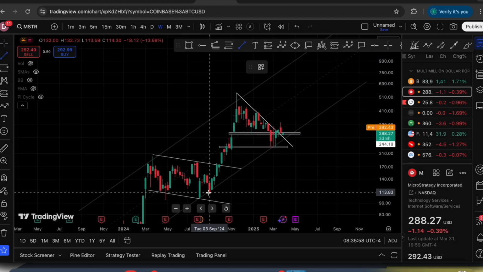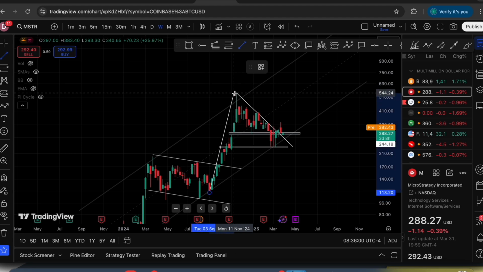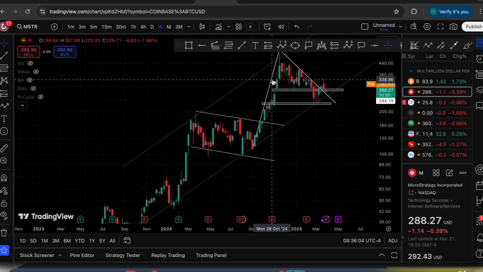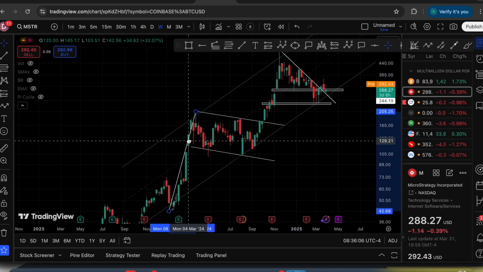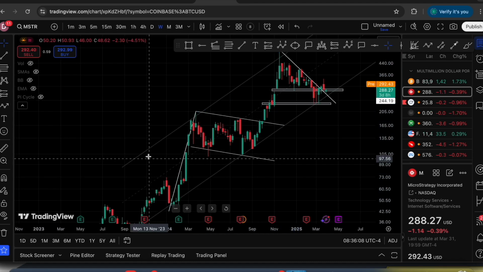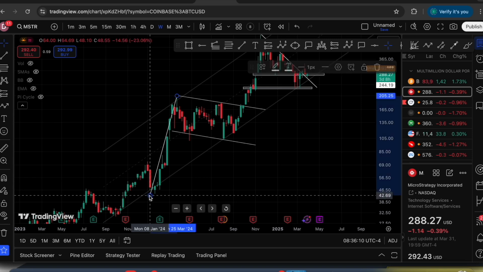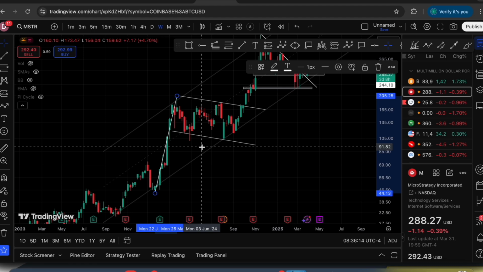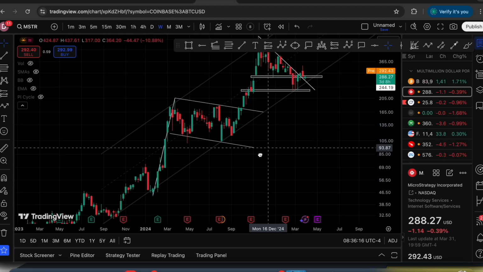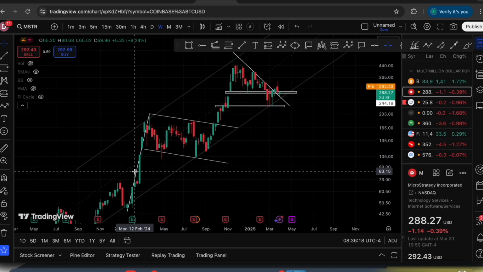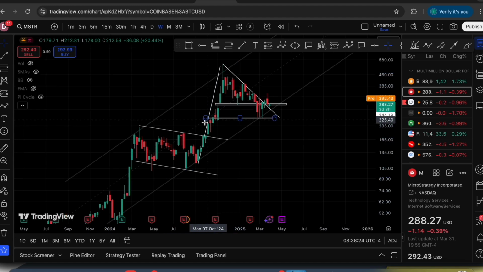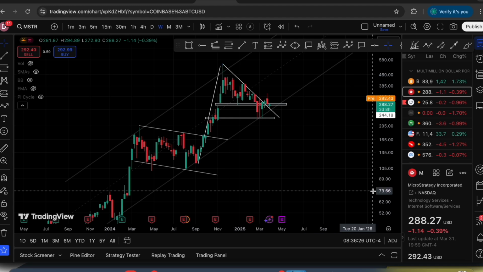And the same thing that we spoke of prior, your flagpoles, for anybody who hasn't seen it, your flagpoles can measure out your targets. So we'll take it back to the first one here. You got a flagpole, perfect bull flag, played out textbook wise. You use your flagpole to measure the next target, and it almost got you spot on.